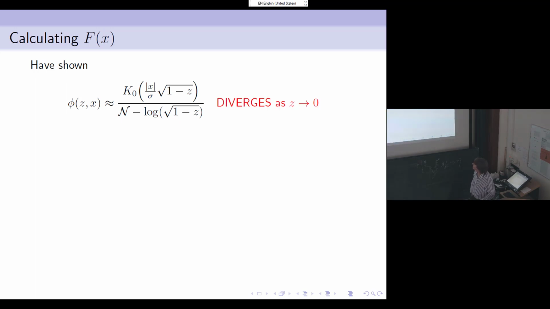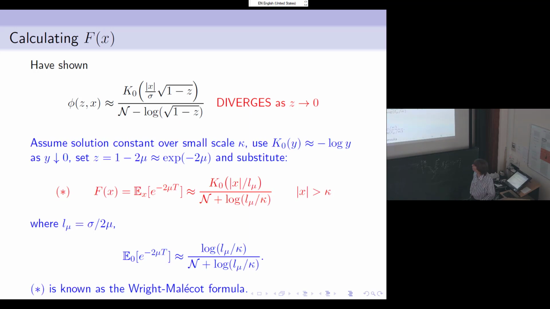The problem is, if you let z tend to 0, this all goes horribly wrong and it diverges because that Bessel function's a mess. So what we do is assume that the solution is actually constant. As x goes to 0, I'm getting K0 of 0, and K0 of 0 is not well behaved, because the Bessel function blows up logarithmically at the origin. So what we do is we suppose the solution is constant over some small scale. We already said that if individuals are close together, we might as well do that, because there's not going to be a mutation between them anyway.